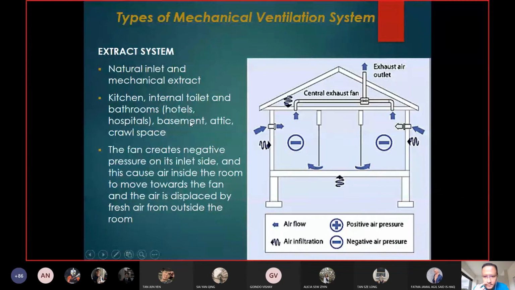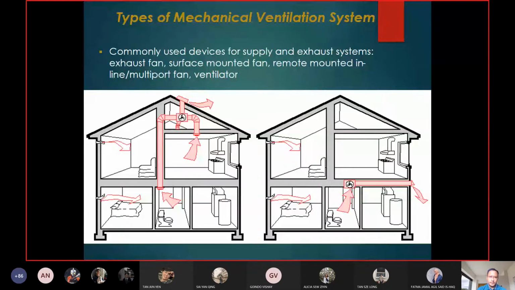Commonly used device for supply and exhaust system is exhaust fan, surface mounted fan. Exhaust fan is similar to the one that you normally see in the kitchen or in the toilet. Surface mounted fan, you don't see the fan, you just see the cover of the fan or cover of the ducting. But the fan is actually inside. It's hidden inside the ceiling.